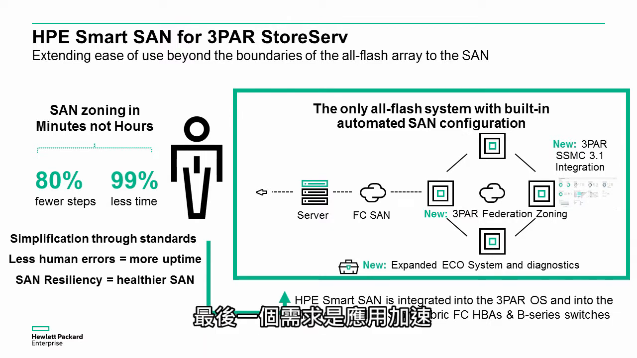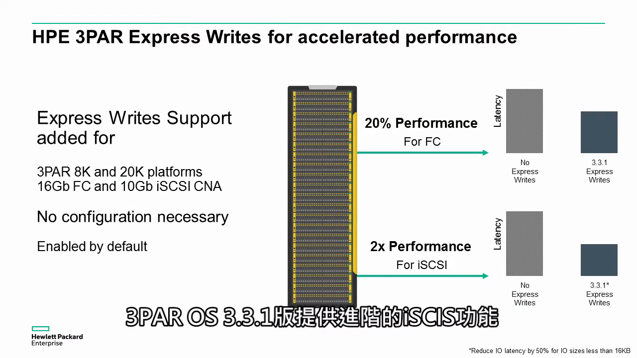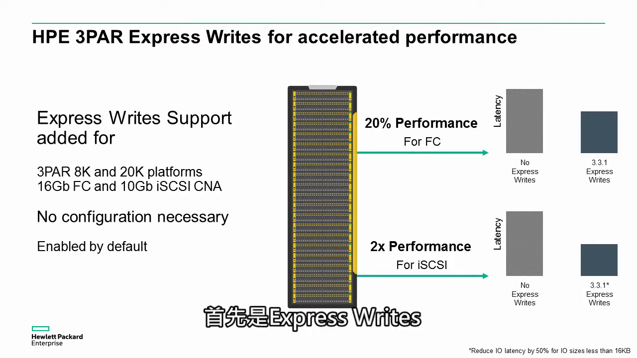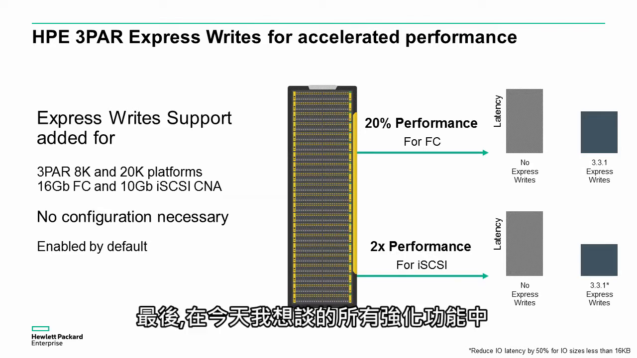And under the last category of app acceleration, we'll start with 3PAR iSCSI enhancements. The 3PAR OS 3.3.1 release has iSCSI enhancements, and it starts with Express Writes. Express Writes is a feature we've talked about before on the blog. It was available for Fibre Channel, but now we are making it available for iSCSI, and with this feature you get a 2x improvement in performance. There's also enhanced multi-tenancy support, as well as a new combo HBA that gives us greater port density for block and file storage.